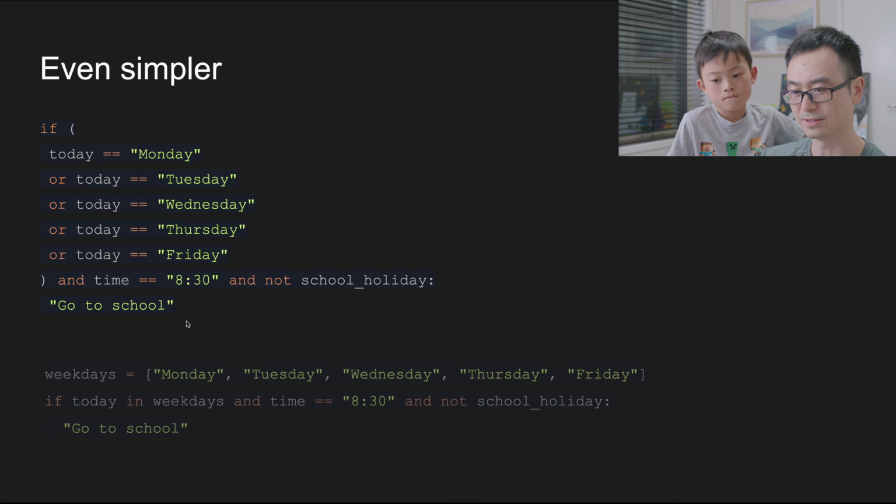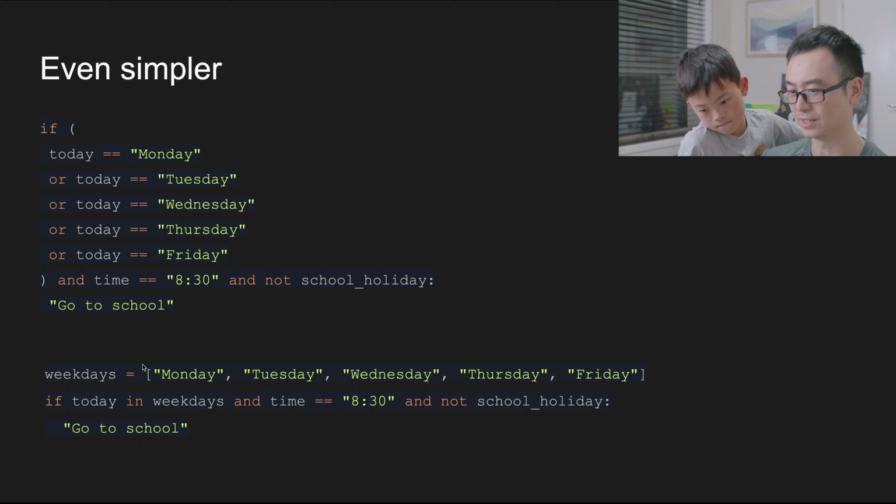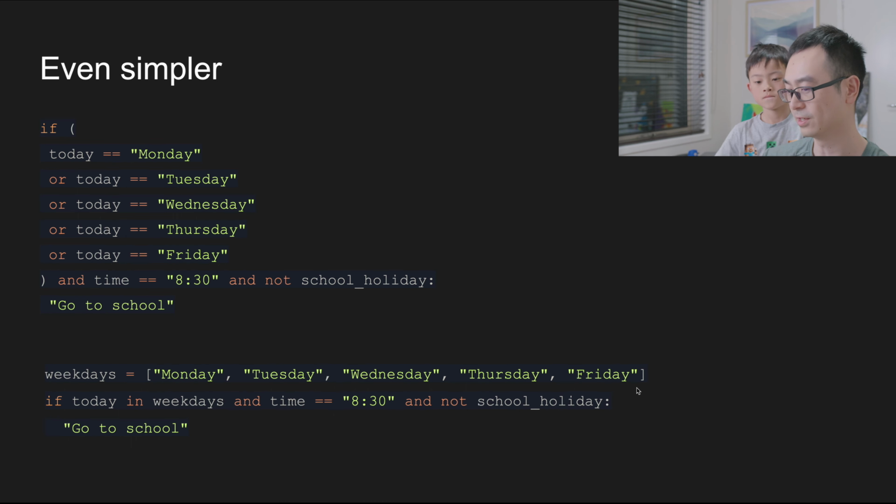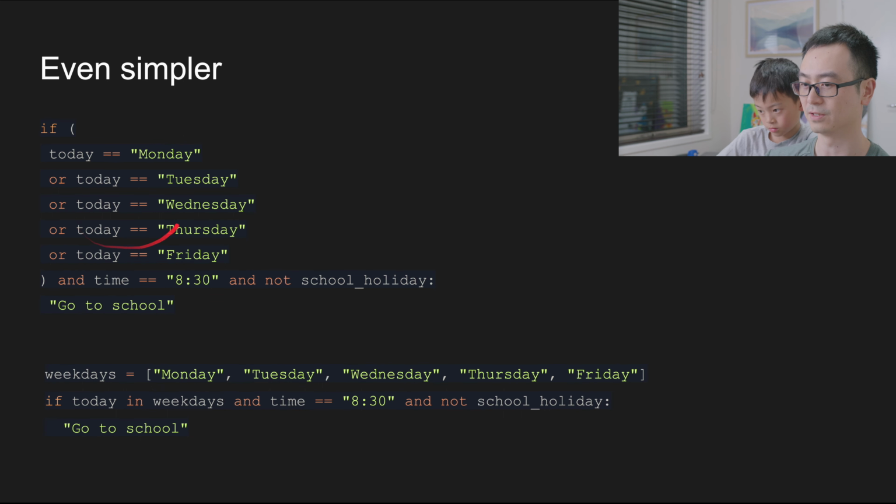So weekdays equals a list: Monday, Tuesday, Wednesday, Thursday, Friday. And then we use this in operator to check whether today is in this list variable, right? If it's in the list, which means it's one of Monday, Tuesday, Wednesday and so on, it will be true. And then you just use the same logic afterwards. Then you go to school. So this makes the whole thing even simpler than writing it all out together.